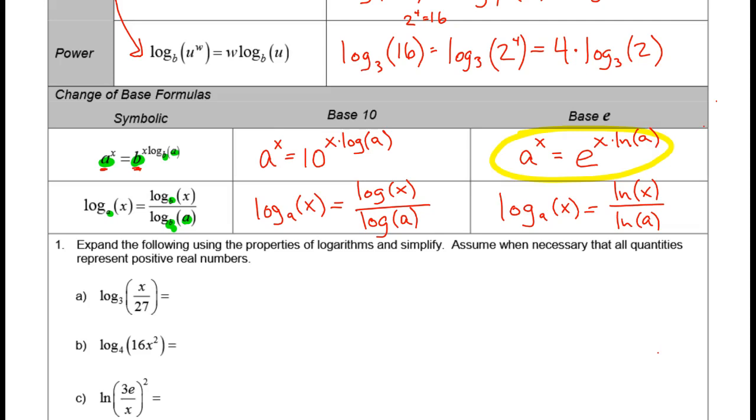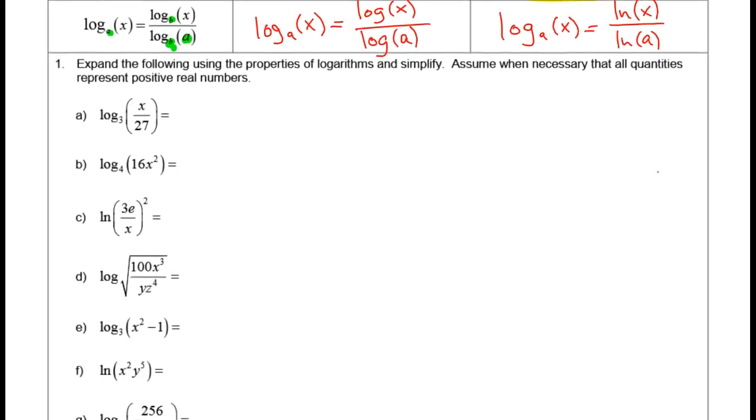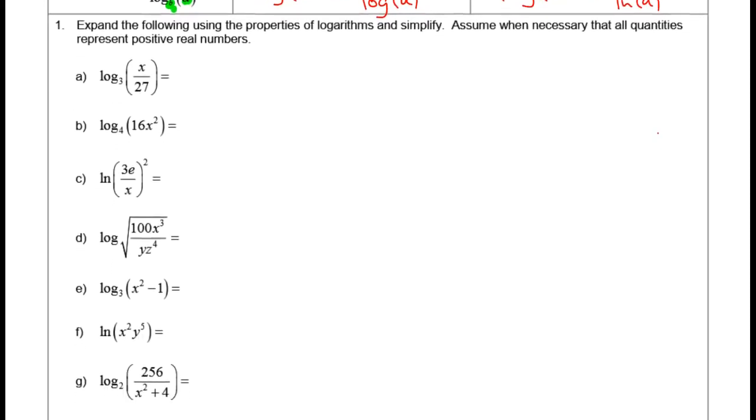All right, so let's go ahead and take a look at how we're going to apply these rules. The first problem here says expand the following using the properties of logarithms and then simplify. Assume when necessary that all quantities represent positive real numbers. Why do we have that last statement in there about assume that all quantities represent positive real numbers? Because we can't have a negative input or a zero input to a logarithmic function.